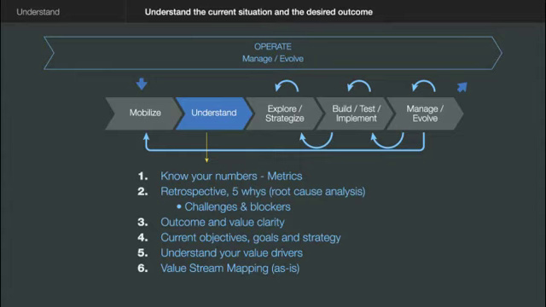In the understand phase, we need to know our numbers. The first thing is we need to know the key metrics. We then need to look at the current problems by doing a retrospective and root cause analysis, which will identify the challenges and the blockers. We need to understand the outcome and the value that we're actually delivering, including the current objectives, goals, and strategy. We then need to understand our value drivers. This is very important in helping us determine what are the right goals. And finally, we need to do our value stream mapping exercise. In this module, we're going to cover the top 5. In the next module, we're going to do value stream mapping by itself.